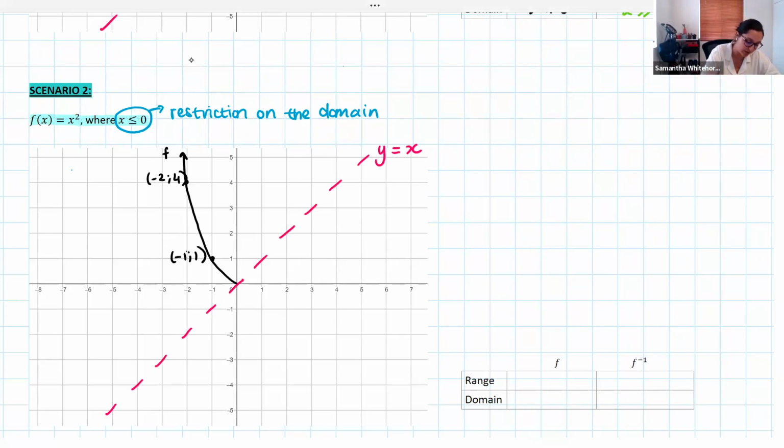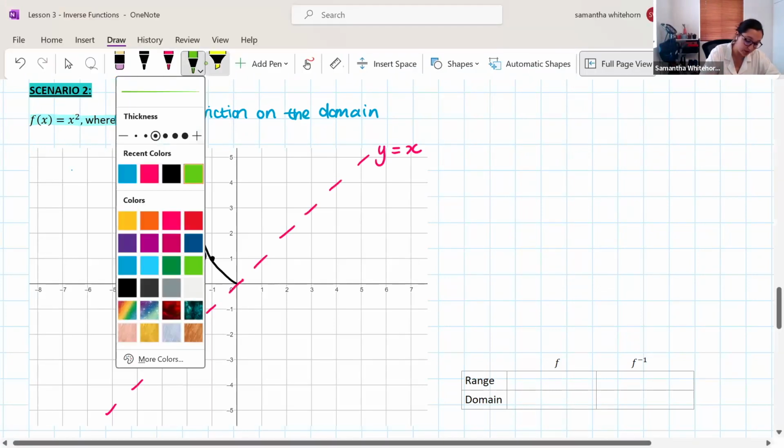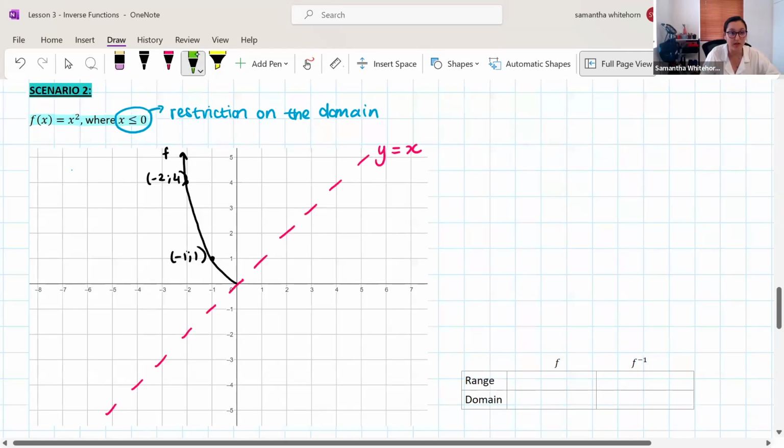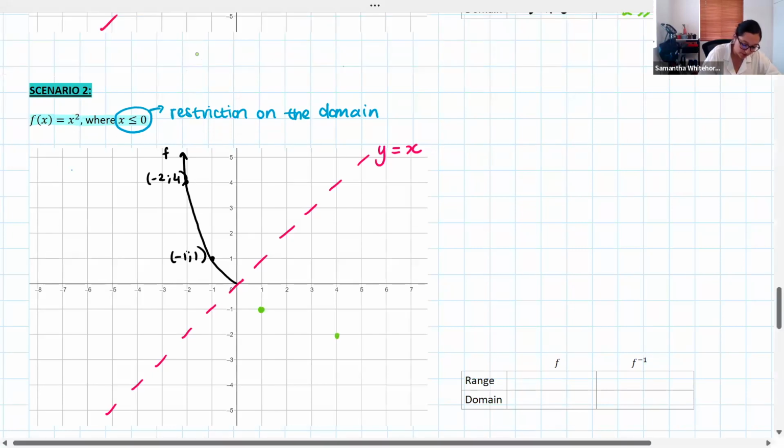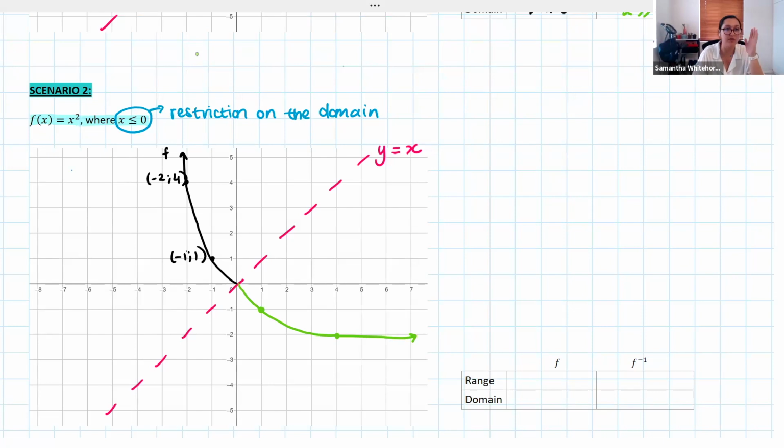Okay, so I'm not going to draw my reflection. I'm just going to swap the coordinates. If you want to find the equation first and then substitute in through a table method like I showed you, that's fine. But I'm just going to swap the coordinates. It was negative 1, 1, so now it's 1, negative 1. It was negative 2, 4, so now it's 4, negative 2. And so I get my inverse here. It's not the best looking inverse, but it's the inverse. You can see it's the mirror image.